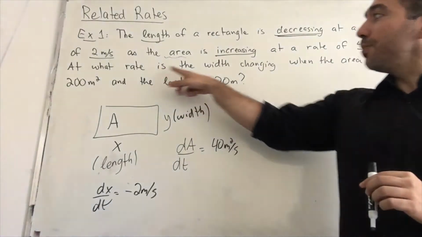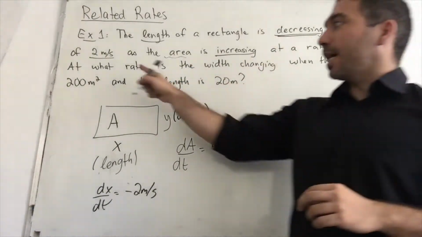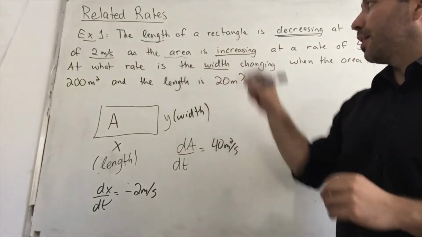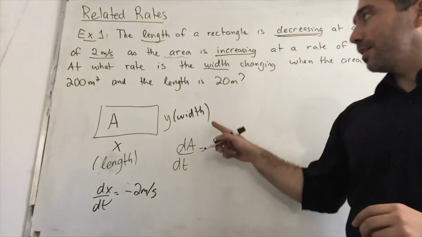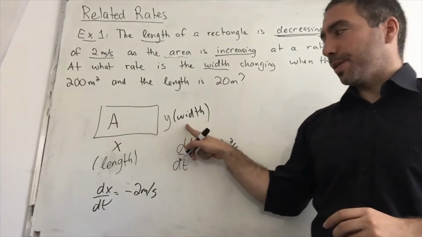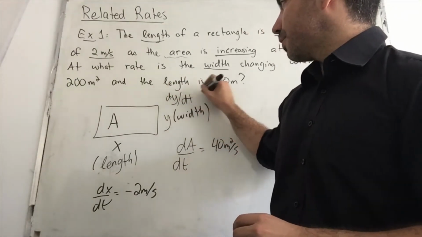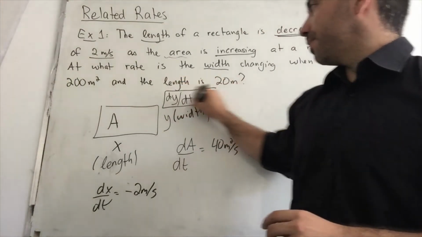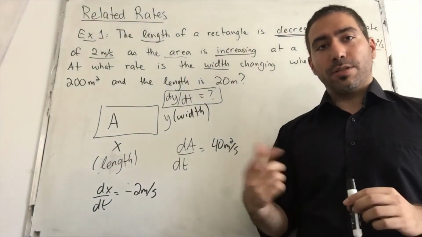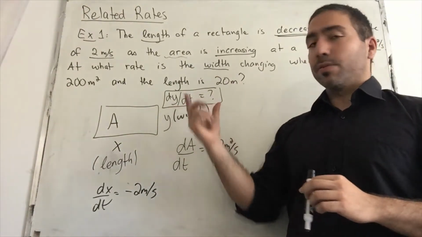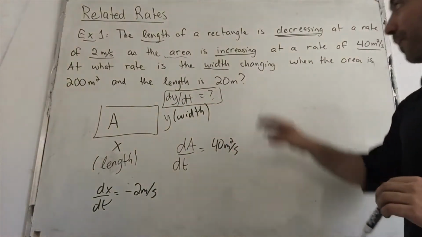Okay. At what rate is the width changing? So the question's asking us about the width and the fact that it's changing. So what it's really asking us is not for y, which is my width, it's asking us to find dy/dt. That's what the question's asking us for. So that's our unknown variable. That's the variable we're looking to solve.